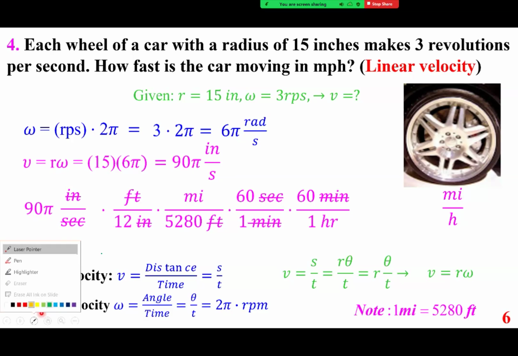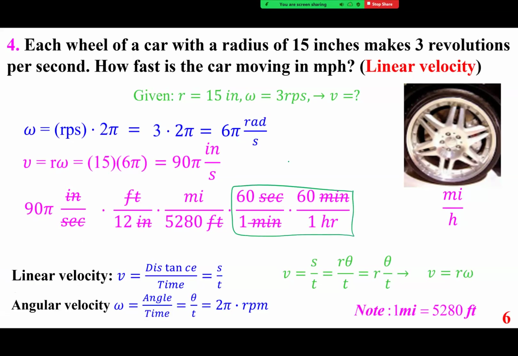These two you can put them in this format. Okay. And when you put them all together, meaning 90 times pi times 3600 divided by 12 divided by 5280 becomes 16.065, almost 16.1 miles per hour. That's the idea, everybody.